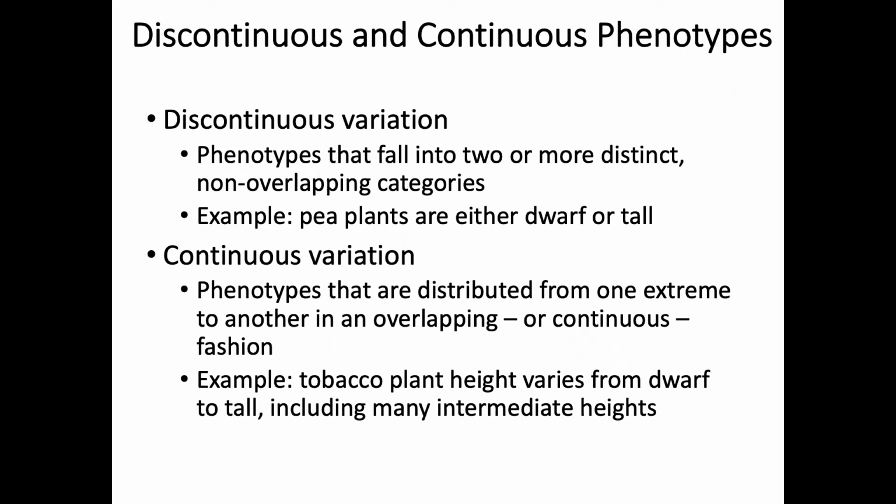So for those phenotypes that fall into 2 or more distinct, non-overlapping categories, we name the phenotypes as discontinuous variation. In contrast to that, the phenotypes that are distributed in a continuous fashion, we name as continuous variation. An example is the height of a tobacco plant. It has not only tall or dwarf, but also many intermediate heights. Mendel fortunately did not choose tobacco for his study.